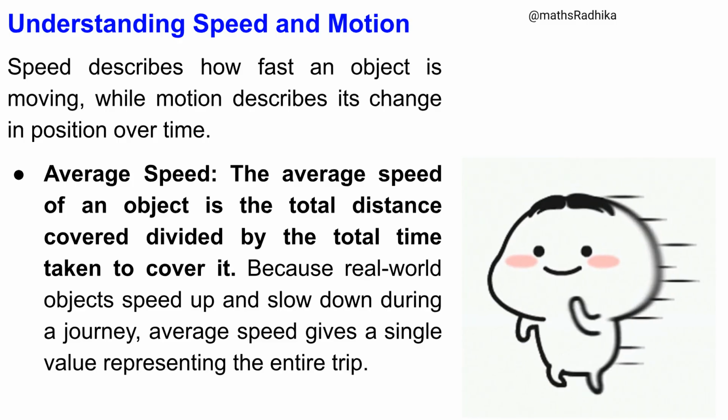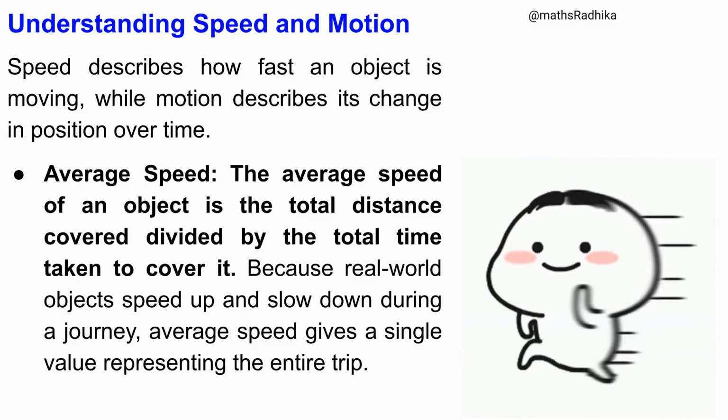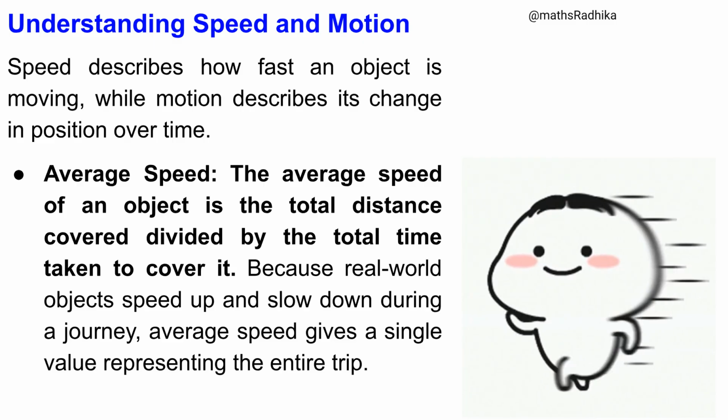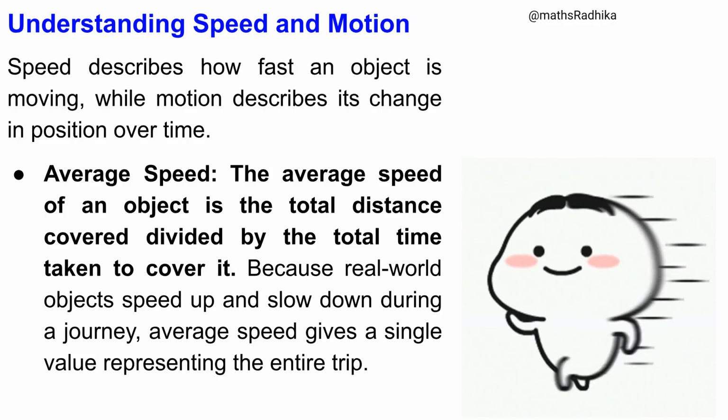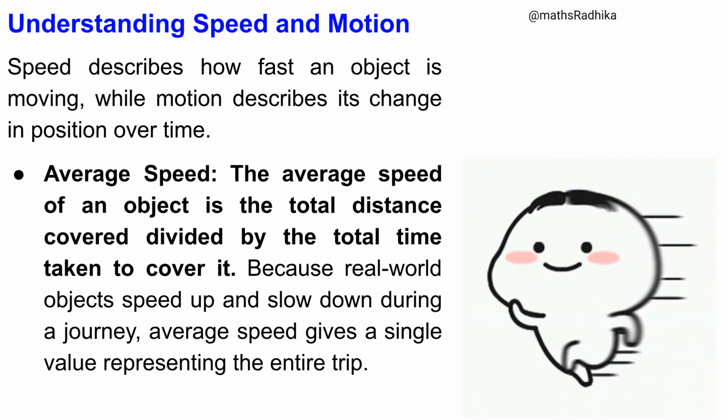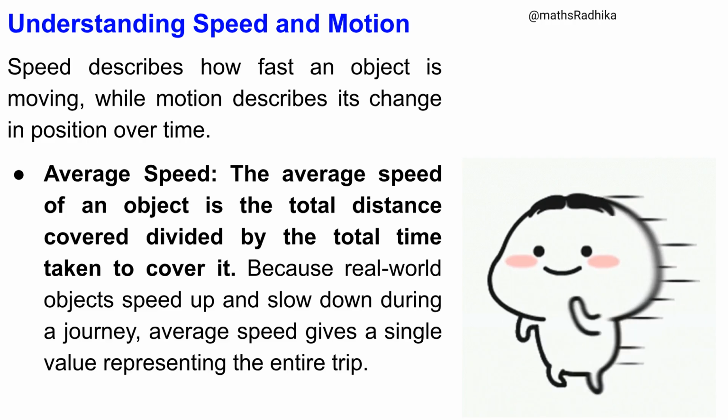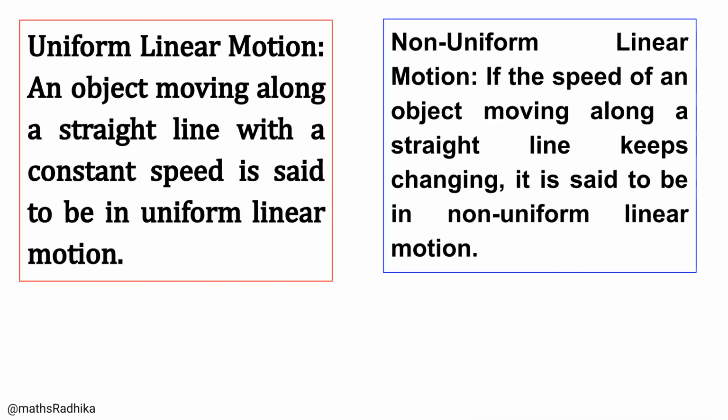Understanding speed and motion. Speed describes how fast an object is moving, while motion describes its change in position over time. Average speed. The average speed of an object is the total distance covered divided by the total time taken to cover it. Because real-world objects speed up and slow down during a journey, average speed gives a single value representing the entire trip.